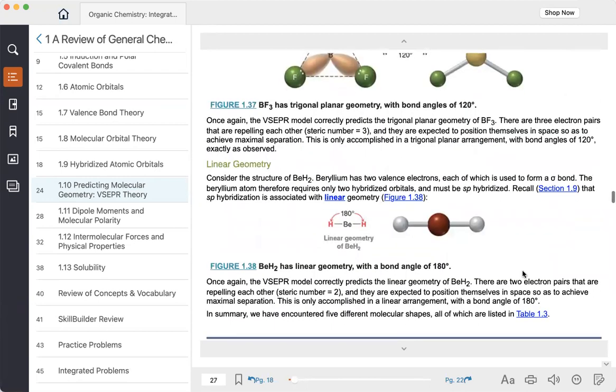Okay, and last, there is linear arrangement, which they're showing us with this beryllium dihydrogen molecule. That's kind of a funny molecule to include, but it at least lets you see that there are some cases where you have a full 180 degrees between atoms.